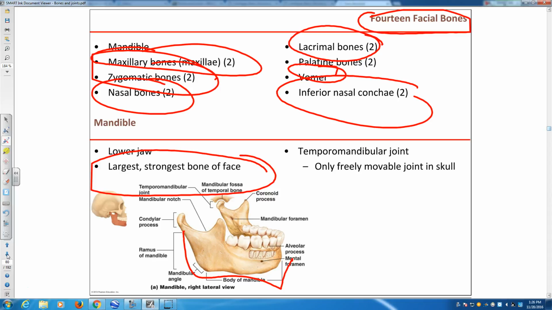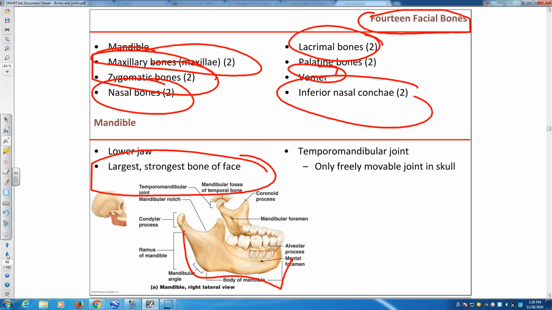It forms the only freely movable joint in the head. Temporomandibular joint, the TMJ. That's the joint that clicks when you chew something. Most people have a clicking TMJ because of slight dislocation of the mandible, an improper position sometimes. It comes from the teeth position. It's fairly normal to have clicking sounds.